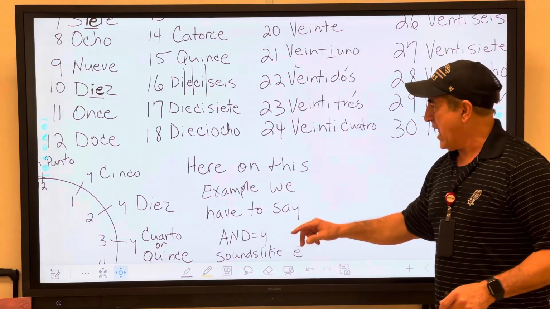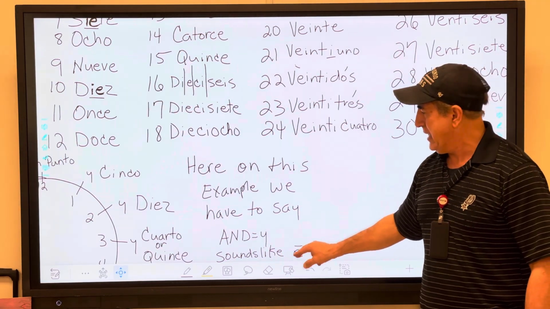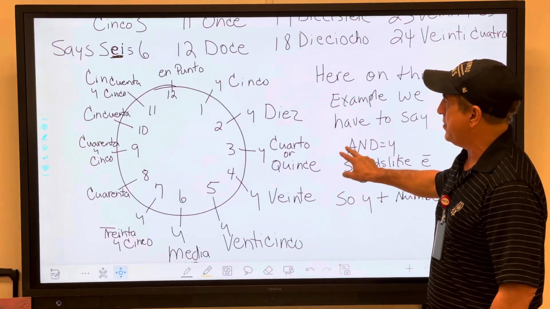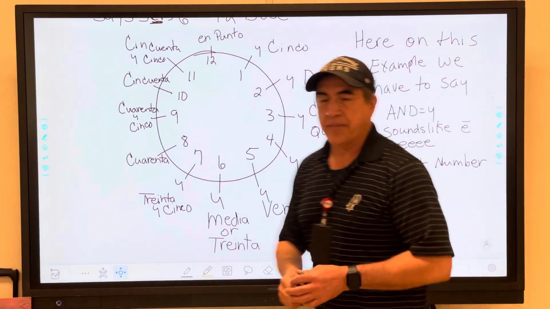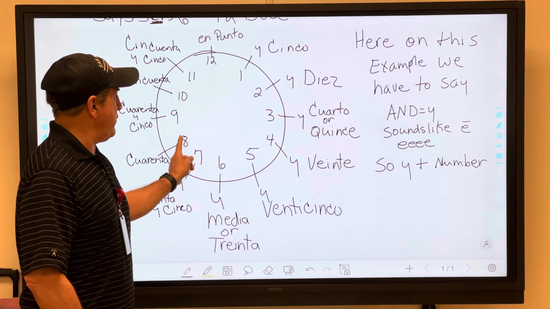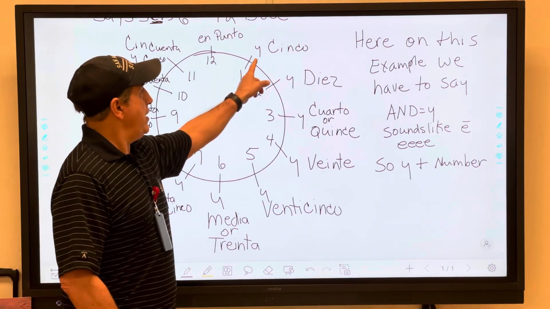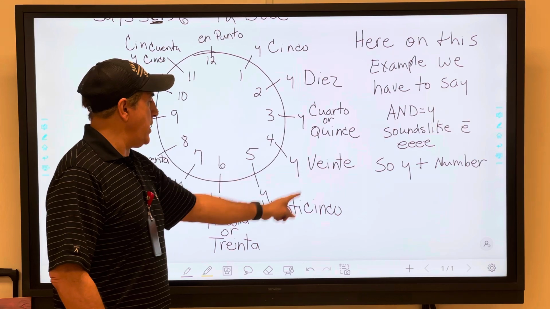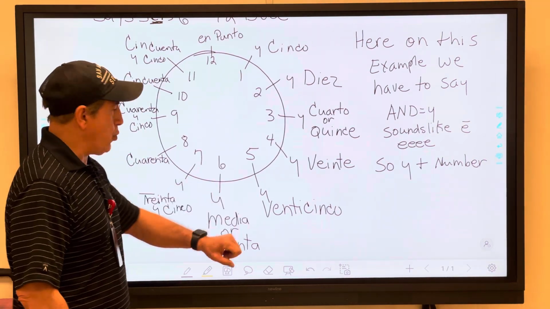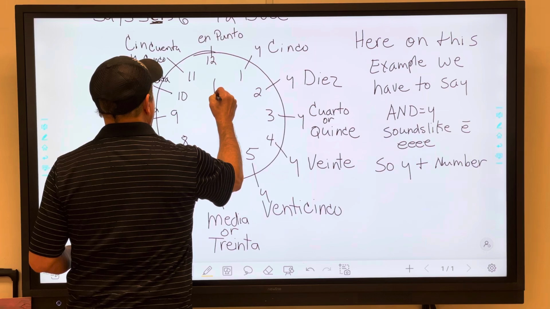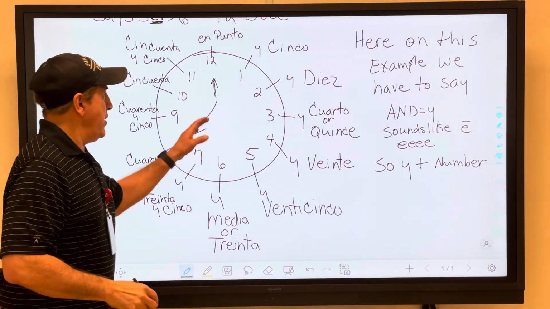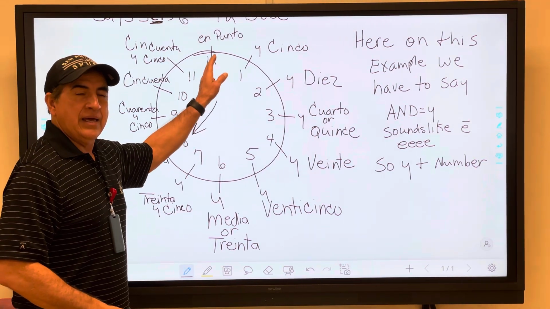Here on this example of the clock, we have to say E. Sounds like E. So we say E plus a number. Here comes the example. Okay, we have the clock, 12, 1, 2, 3, 4, 5, 6, 7, 8, 9, 10, 11. And then we have 5, 10, 15, 20, 25, 30. A while ago I said it was 12:33. Now the time is 12:40. Let's do that. 12:40. I'm putting it on the 8. The long hand is on the 8. The short hand is on the 12.